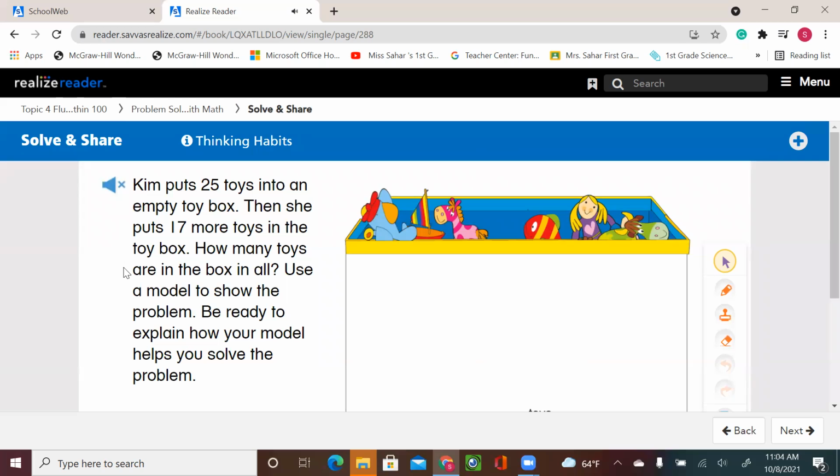Kim puts 25 toys into an empty toy box. Then she puts 17 more toys in the toy box. How many toys are in the box in all? Use a model to show the problem. Be ready to explain how your model helps you solve the problem.